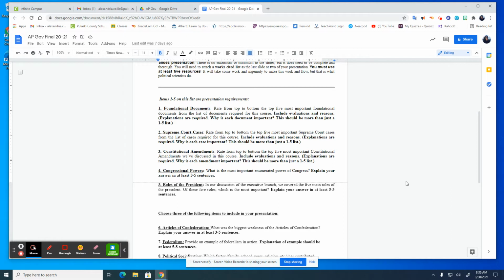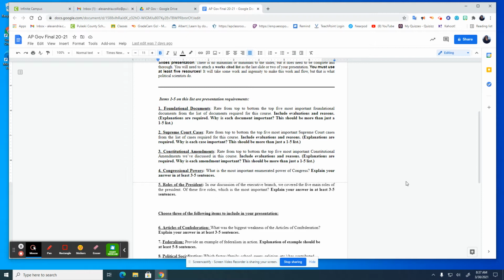The second requirement, okay, that you should include in your Google Slides presentation are Supreme Court cases. So again, you're going to rate from top to bottom the top 5 most important Supreme Court cases, from the list of cases required for this course. So again, you're going to include evaluations and reasons. So you're going to number the top 5 most important cases. So 1 being the case that you think is the most important case that we've discussed this year. And you're going to provide explanations on why you think each of these cases is important. Again, this should be more than just a 1 through 5 list.